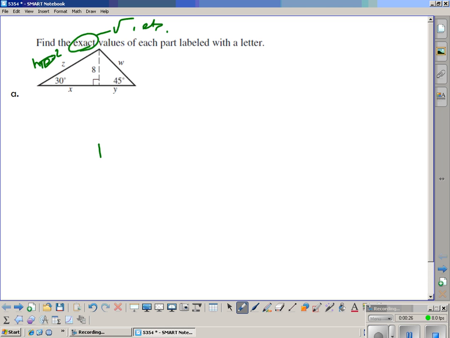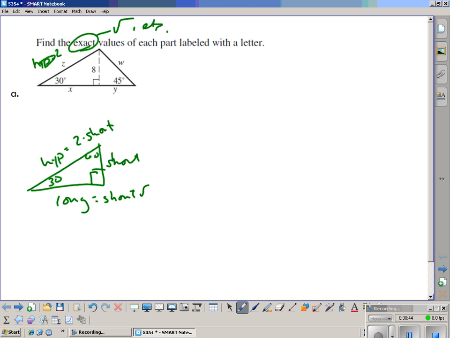Oh, here, let's do that here. I have a 30, I have a 60, I have a 90 triangle here. This is your short leg. This is your long leg. This is your hypotenuse. The hypotenuse is always equal to twice your short leg. Long leg is always equal to your short leg times √3.